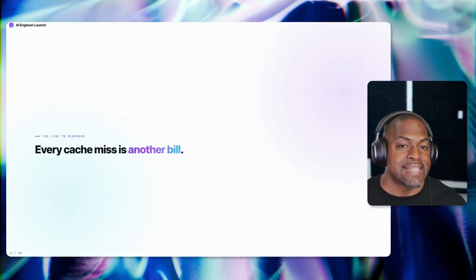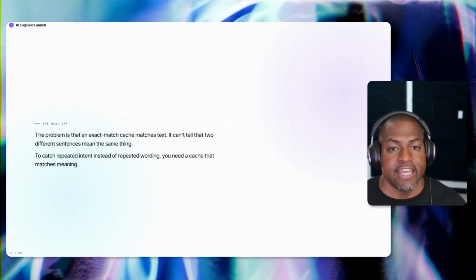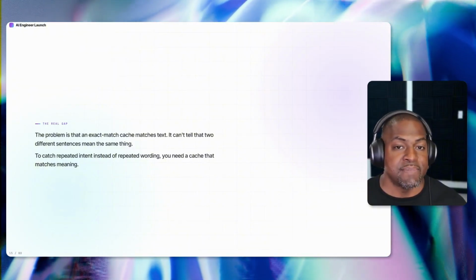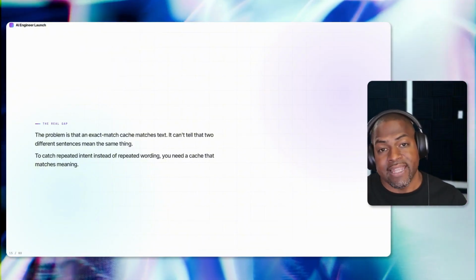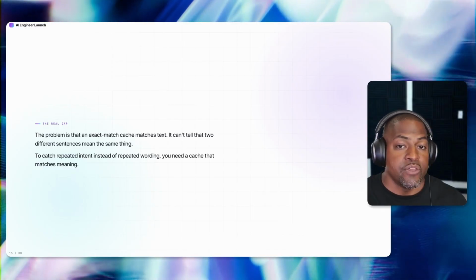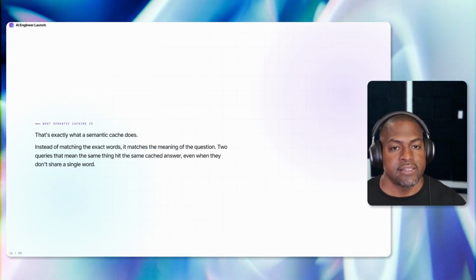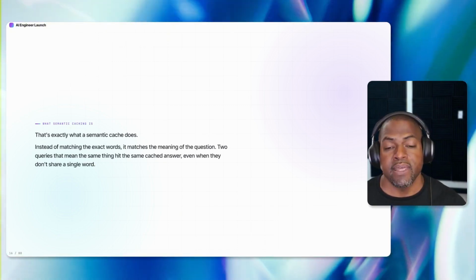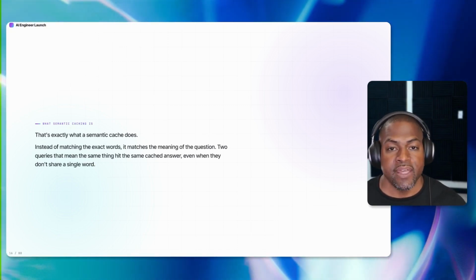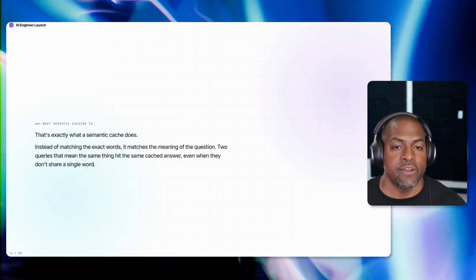The problem is that an exact match cache matches text. It can't tell that 2 different sentences mean the same thing. To cache repeated intent instead of repeated wording, you need a cache that matches the meaning. That's exactly what semantic cache does. Instead of matching the exact words, it matches the meaning of the question. 2 queries that mean the same thing get the same cache answer, even when they don't share a single word.